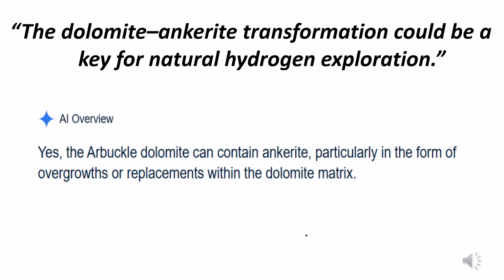A very significant conclusion coming from the laboratory work just presented from the Journal of Energy and Fuels is shown again at the top of this slide, namely the dolomite to ankerite transformation could be a key for natural hydrogen exploration. If so, the question arises, namely, does the Arbuckle dolomite that was drilled in the down-dip well contain both dolomite and ankerite and thus have the potential to be a favorable hydrogen reservoir? The answer, based on an AI overview, is yes. The Arbuckle dolomite can contain ankerite, particularly in the form of overgrowths or replacements within the dolomite matrix.